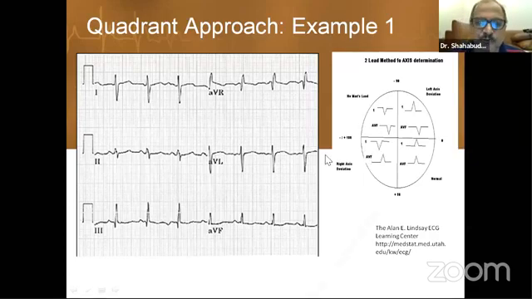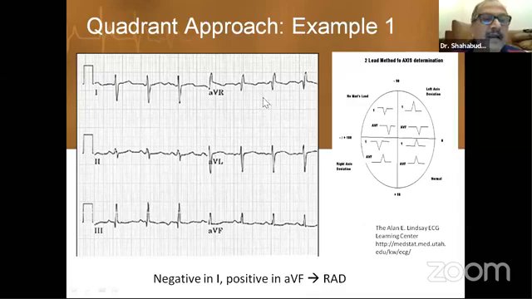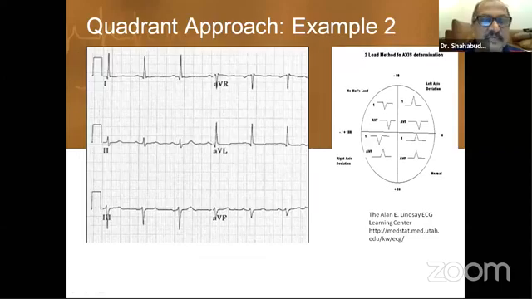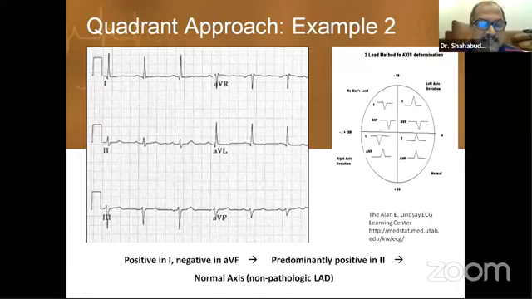Here is another example. We can take lead 1; it is positive, so lead 1 will be positive, and AVF is negative. The AVF being negative means here it is left axis deviation.